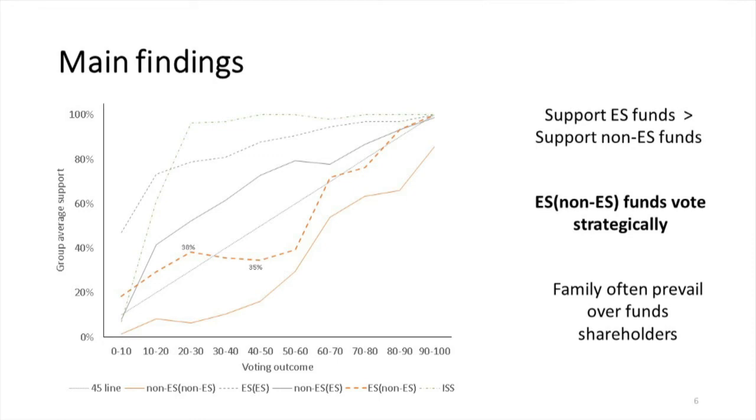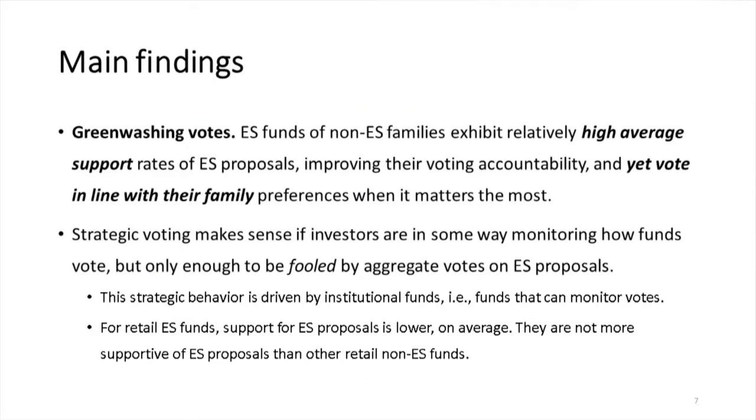So we conclude that family prevails over the stated goals of the funds, because in votes that matter, they will support the family and vote inconsistently with their ideology. So overall, we will say that they are greenwashing votes, right? Because this allows them to provide a high average support for ES proposals, which is consistent with voting accountability and the fiduciary duty. But yet, when it matters, they will stick with the family, right?